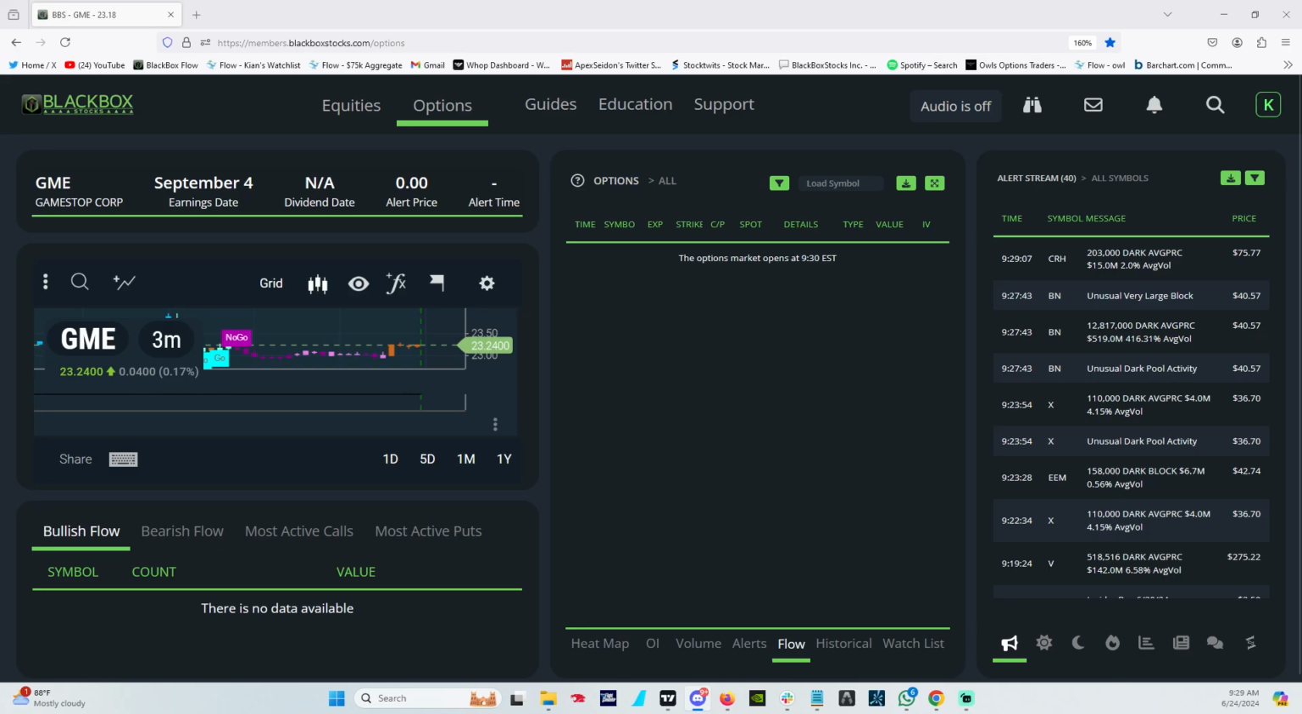in about 1 minute. So yeah, this is basically what Black Box looks like on the options tab. Shows a chart, shows a ticker, bullish flow, bearish flow, most active calls, most active puts. This is the alert stream. This is where dark pool orders are, insider buys, so on and so forth.